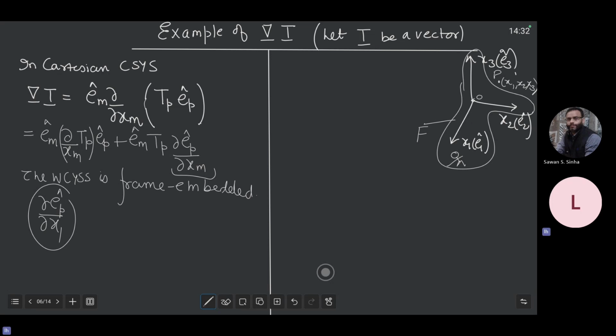Now, if this coordinate system is fixed in the frame, you keep choosing different locations, the unit vectors are not going to change. They are fixed to the frame, right? And that is why, with this assumption, all expressions like this will be 0.